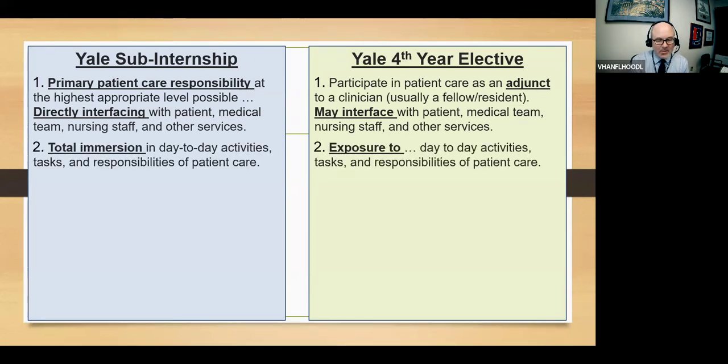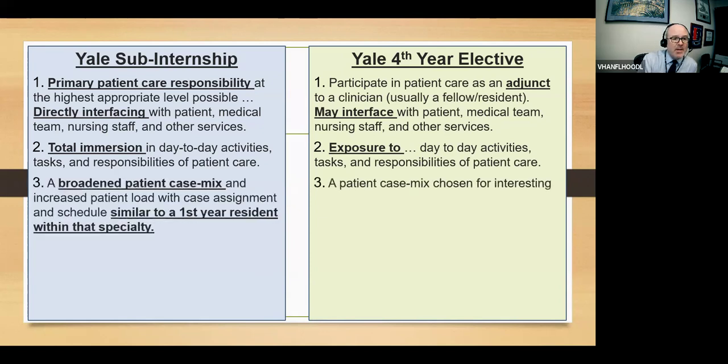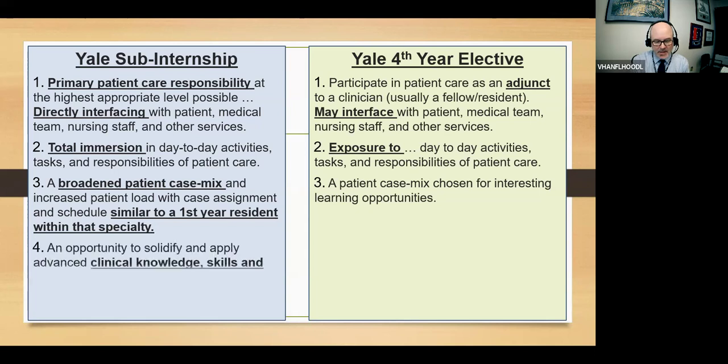You're going to be totally immersed in their care, all aspects, start to finish, and even sometimes beyond, in terms of post-discharge care. And as opposed to just a case mix that's very specialized, you can have a broad case mix, but more importantly, you need to have a case assignment and a patient load that's approaching what a first-year resident within that specialty would be able to manage. Now, in a subspecialty, that number might be lower, but still the idea is you're not really shielding your sub-I from anything; you're really trying to get them immersed into an acting intern role.